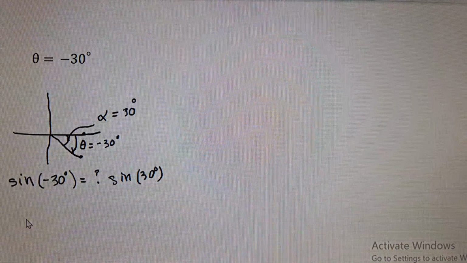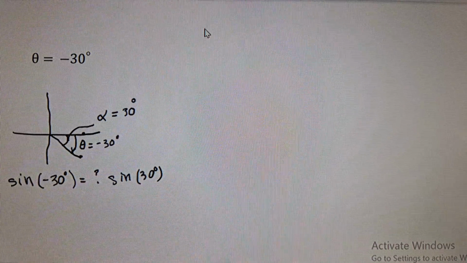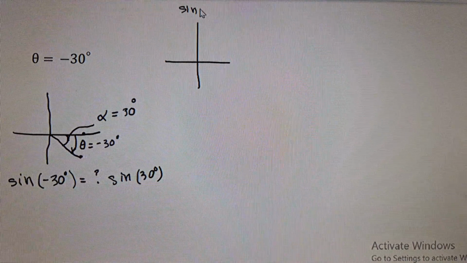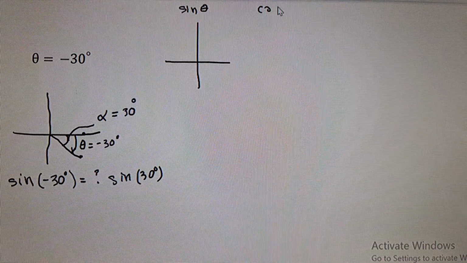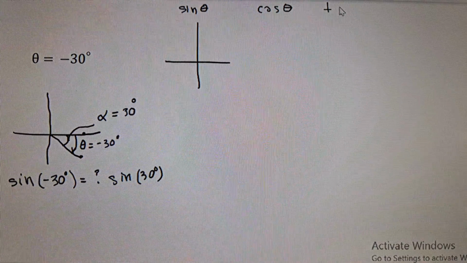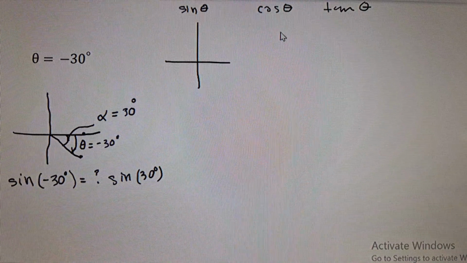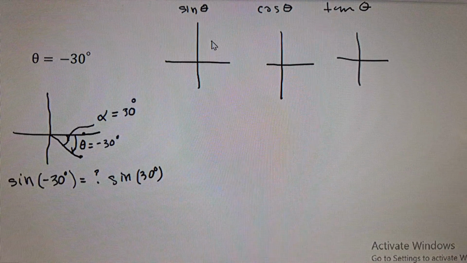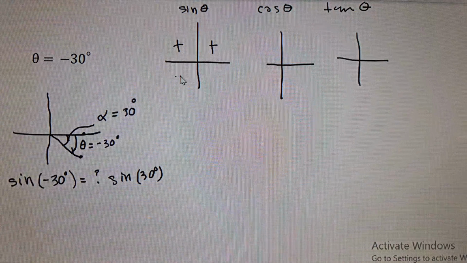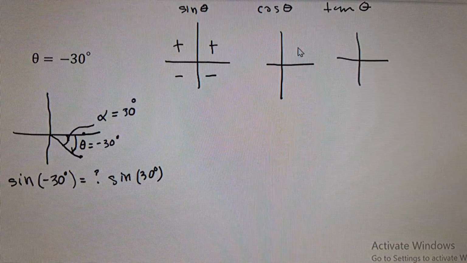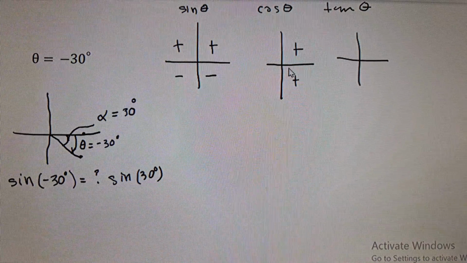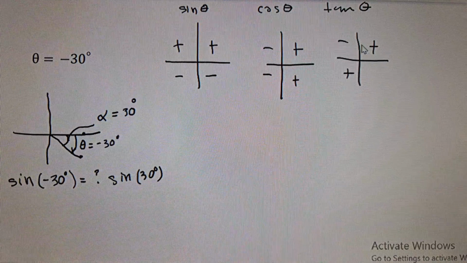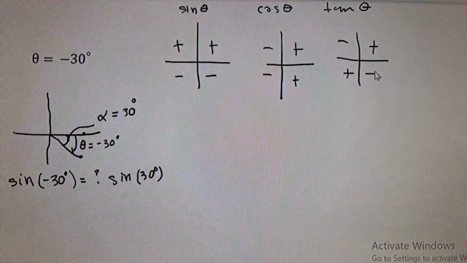But what would be the sign? We just look at the conventions, didn't we? For the sine, the cosine, and the tangent. We look at the conventions for the sine. The sine is positive here, here, and negative in the third and fourth. The cosine is going to be positive here, and negative here. And the tangent is going to be positive here and here, negative in the second and fourth quadrant.